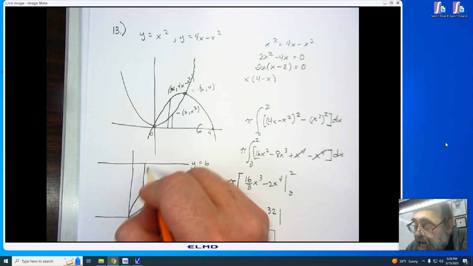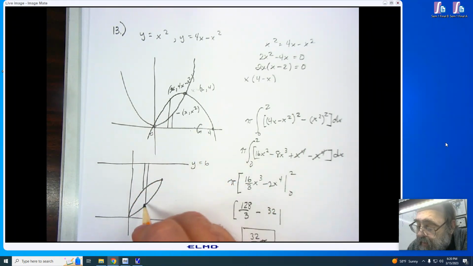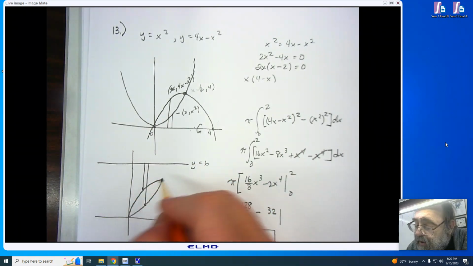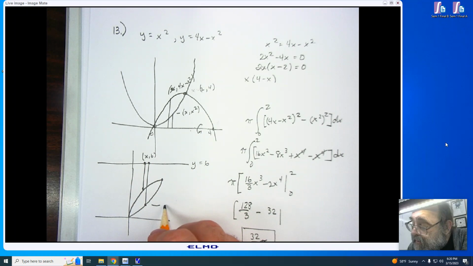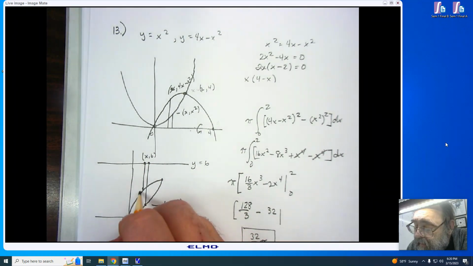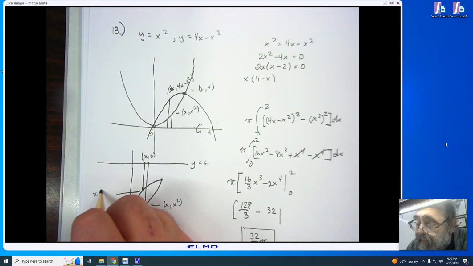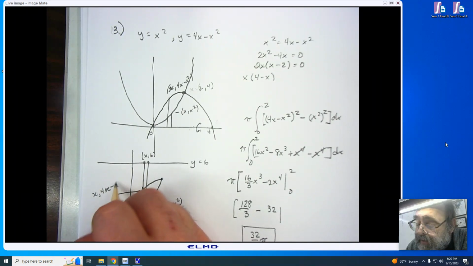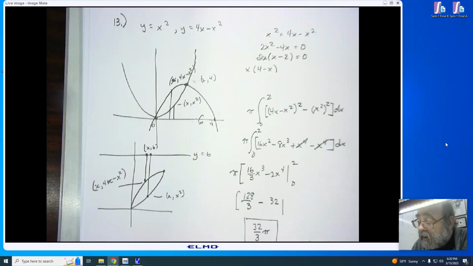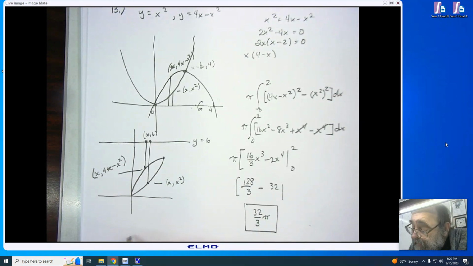So we have a big and a little r. Notice we're now changing the orientation. This is x comma 6. This piece is x comma x squared. That piece is x comma 4x minus x squared. So we're now going to have to set this up.